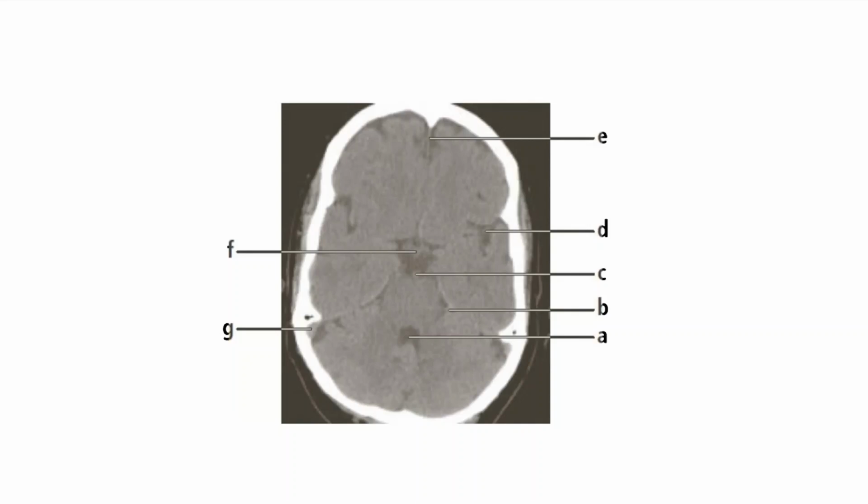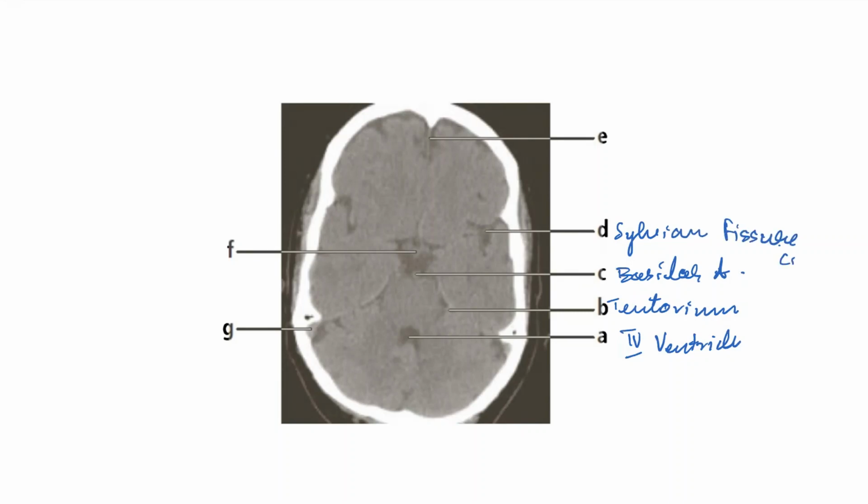Now let us mark the structures in this CT brain. A is fourth ventricle, B is tentorium, C is basilar artery, D is Sylvian fissure cistern, E is falx cerebri, F is optic chiasm, and G is sigmoid sinus.